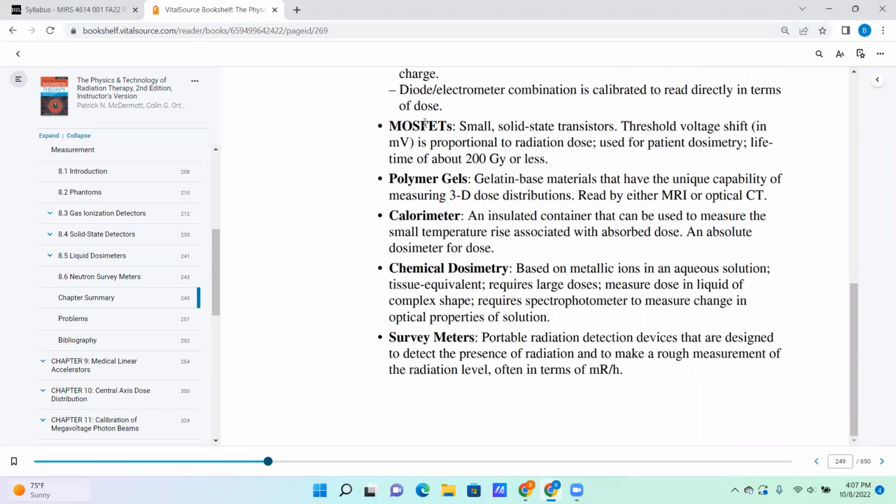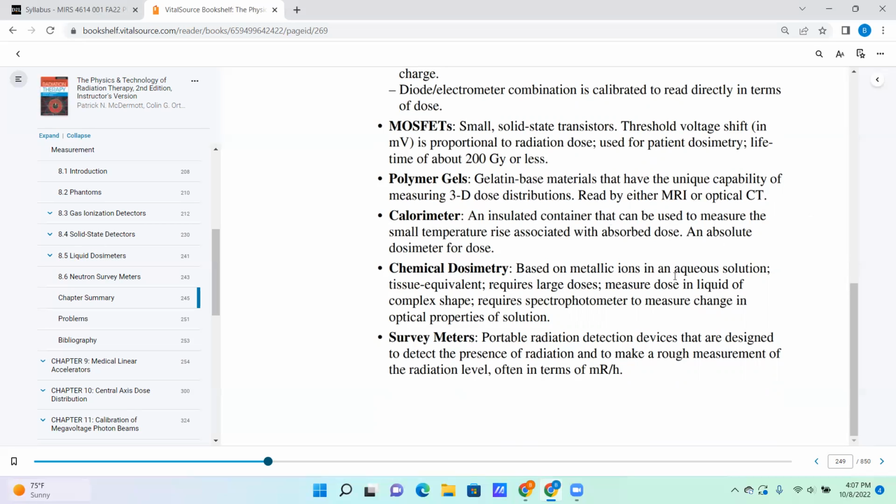MOSFETs, again, we'll look at what that stands for here in the chapter. Small solid-state transistors, threshold voltage shift is proportional to radiation dose, used for patient dosimetry, lifetime of about 200 gray or less. You've got polymer gels. They have the unique capacity of measuring the 3D dose distribution, read by either MRI or optical CT. Calorimeter, insulated container that can be used to measure the small temperature rise associated with absorbed dose.